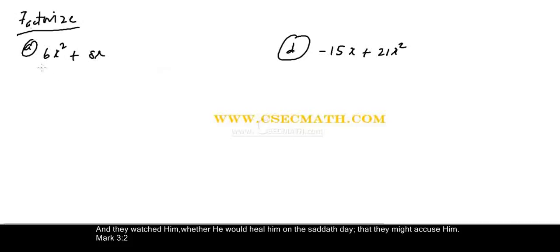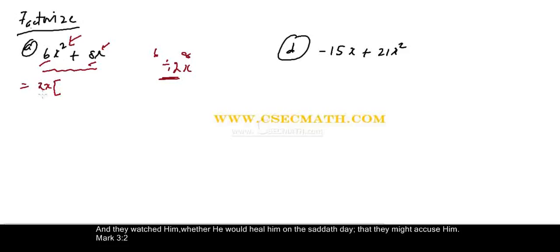So in question number A, we see the presence of 6 and 8. So for sure, the only element which can divide 6 and 8 commonly would be the number 2. And I see a presence of an x squared and an x, so I would be taking just x. So this information could be written with 2x taken out commonly.